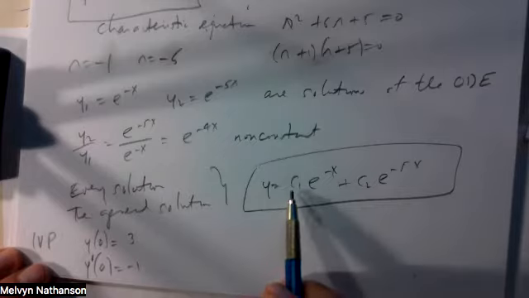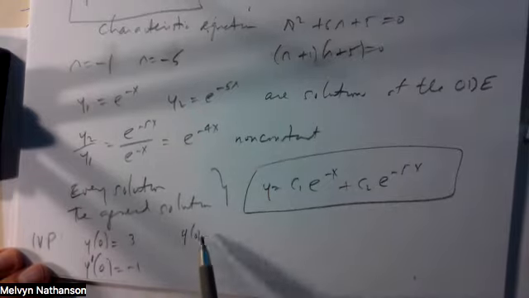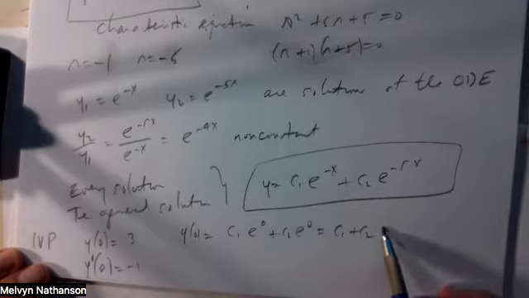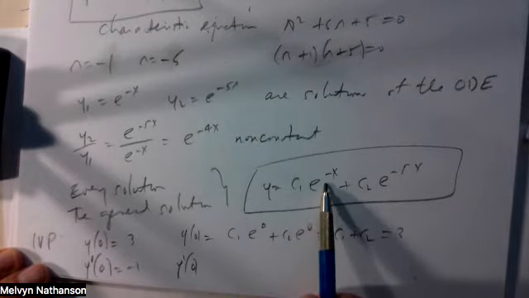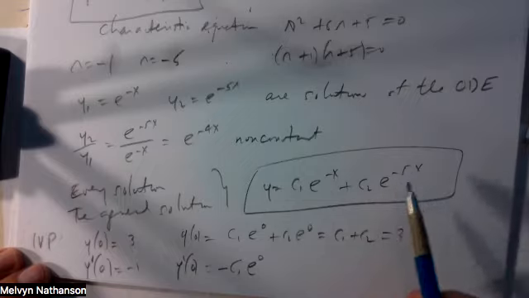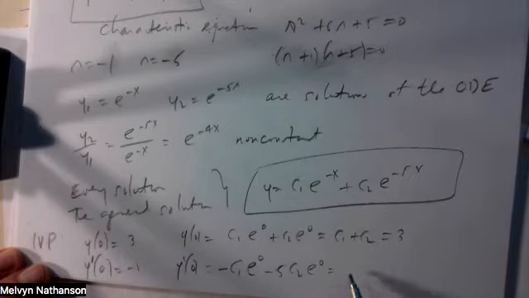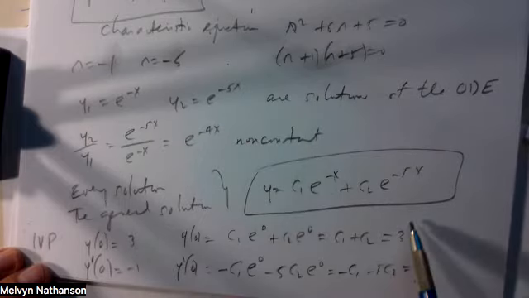So that means you want to find, let's see, what is y of 0? So y of 0 is c1 e to the 0 plus c2 e to the 0. That's c1 plus c2, and that has to equal 3. And what's y prime of 0? If you differentiate y, you get minus c1 e to the minus x, so you get minus c1 e to the 0. If you differentiate e to the minus 5x, you get minus 5c2 e to the 0. So that's minus c1 minus 5c2, and that has to equal -1.